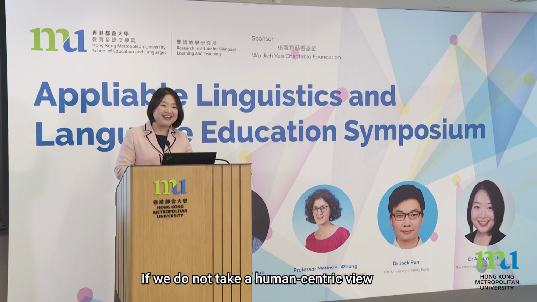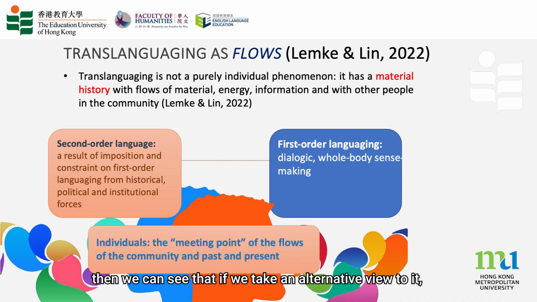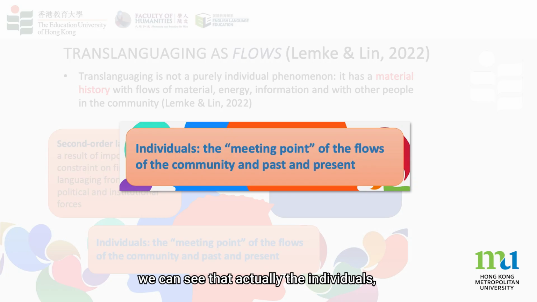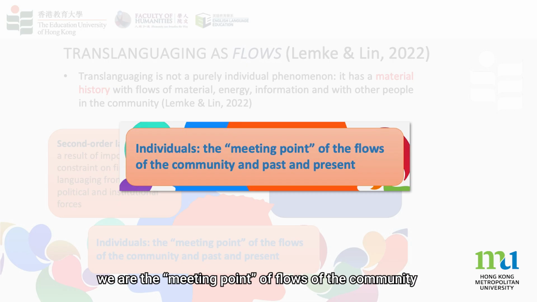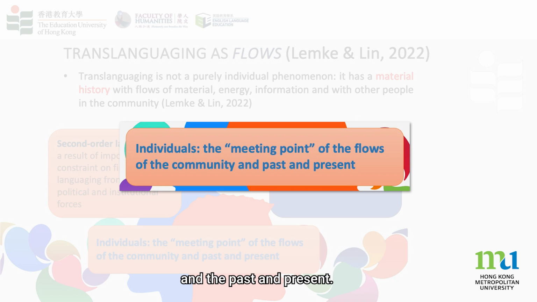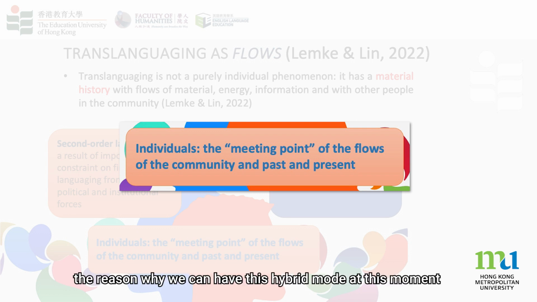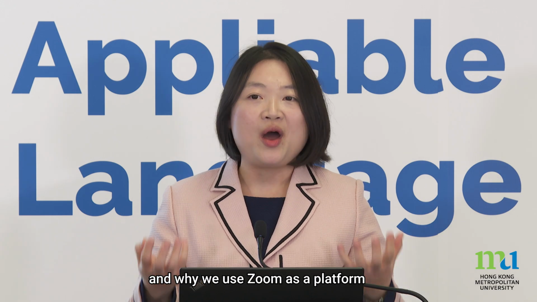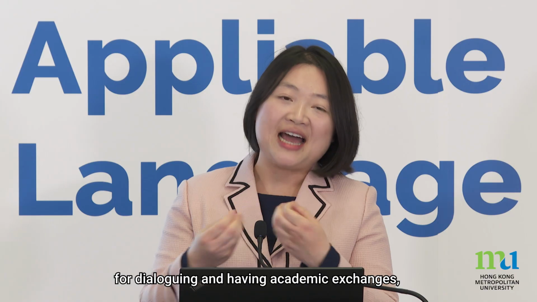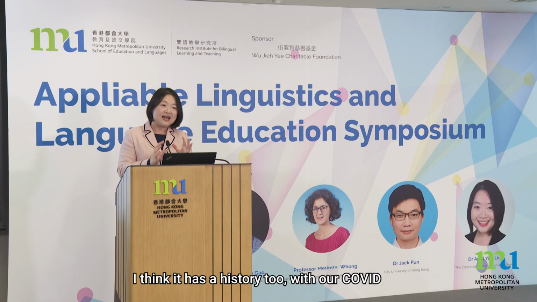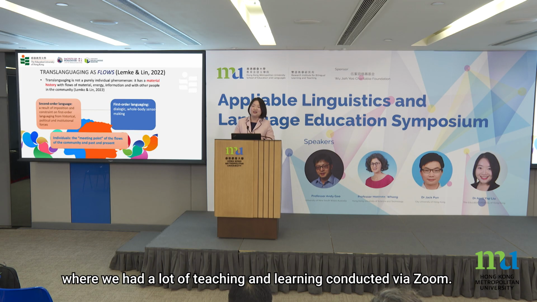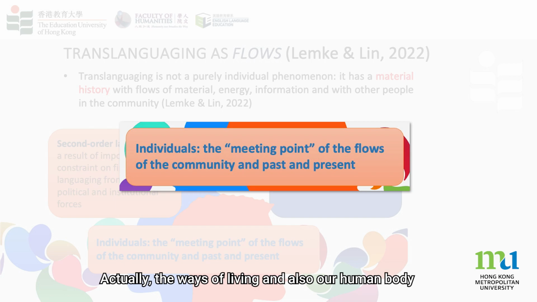If we do not take a human-centric view, if we take an alternative view, we can see that actually the individuals, the people, you and me together at this moment, we are the meeting point of flows of the community and the past and present. Just take a very everyday example. The reason why we can have this hybrid mode at this moment and why we use Zoom as a platform for dialoguing and having academic exchanges, I think it has a history too with COVID, where we had a lot of teaching and learning conducted via Zoom. Actually, the ways of living and also our human body can be seen as the meeting points of different energy, of different resources, and of different histories.